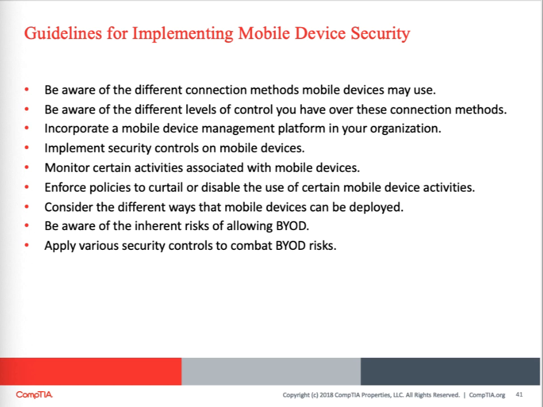We need to implement security controls on mobile devices and monitor activities associated with mobile devices, such as, has this person rooted the phone, or are they downloading things from unsecured third-party app stores? We're going to want to enforce policies to curtail or disable certain activities like the ones I just mentioned. Consider the different ways that mobile devices can be deployed, whether that be COPE, so corporate owned devices, or personally owned devices. If we're going to allow users to bring their own device, we need to be aware of the inherent risks of allowing that, because they might introduce insecure things to our network. And then we also want to apply various security controls to combat any of these bring your own device risks.